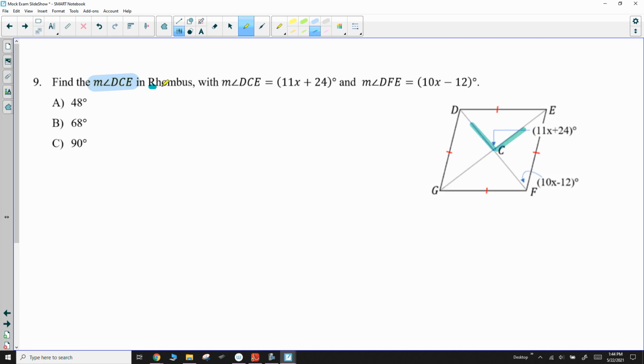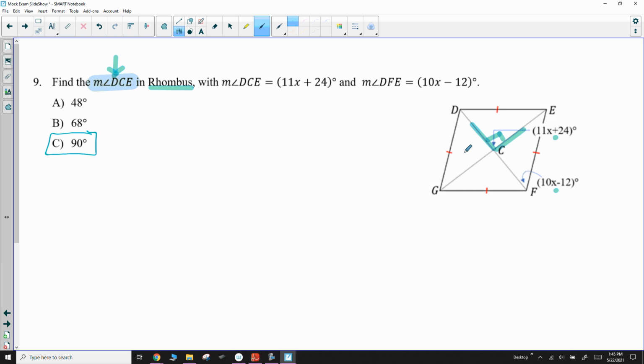Well, it says that this is a rhombus, and that's that. And I know that in a rhombus, a square and a kite, the diagonals are perpendicular to one another. So in this problem where it's asking me what the measure of angle DCE is, see this? I don't care. See that? I don't care. The measure of angle DCE is 90 degrees.